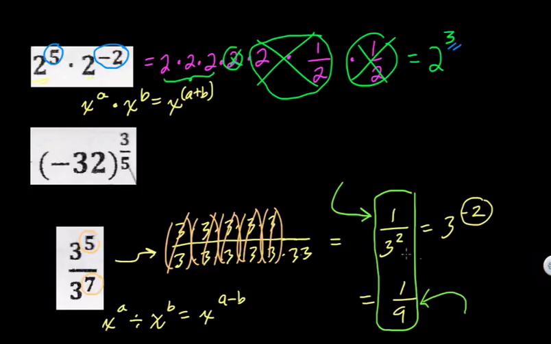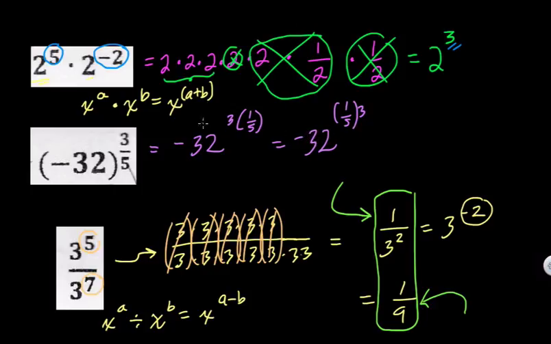And the last one here, negative 32 to the 3/5 power. Seems a little intimidating at first, but if we split this fraction up, we can think of it as 3 times 1/5, because that is 3/5. Or we could reverse that and think of this as 1/5 times 3. Now, what does that mean in either case? Well, when you have the 1/5 power, you're finding the fifth root. You're finding a number times itself 5 times that gives you negative 32.